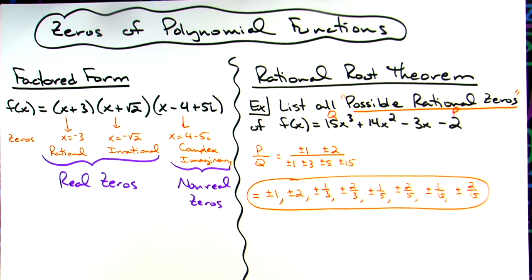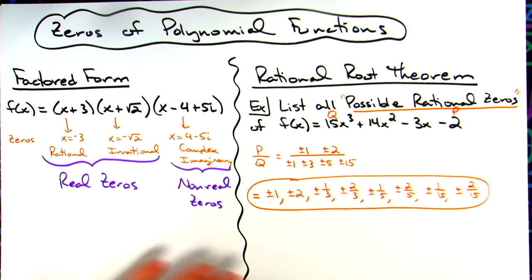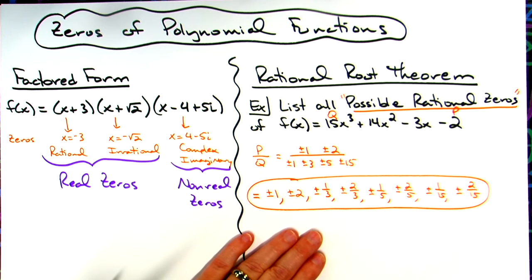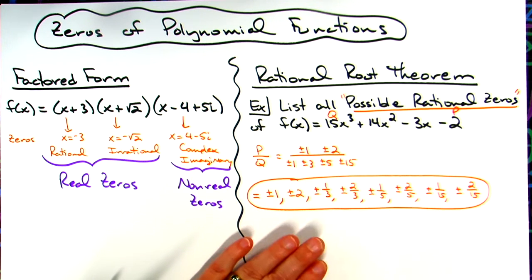In this video, we wanted to keep it really short. We wanted to be able to identify the different types of zeros and then use the rational root theorem to list all of the possible rational zeros.